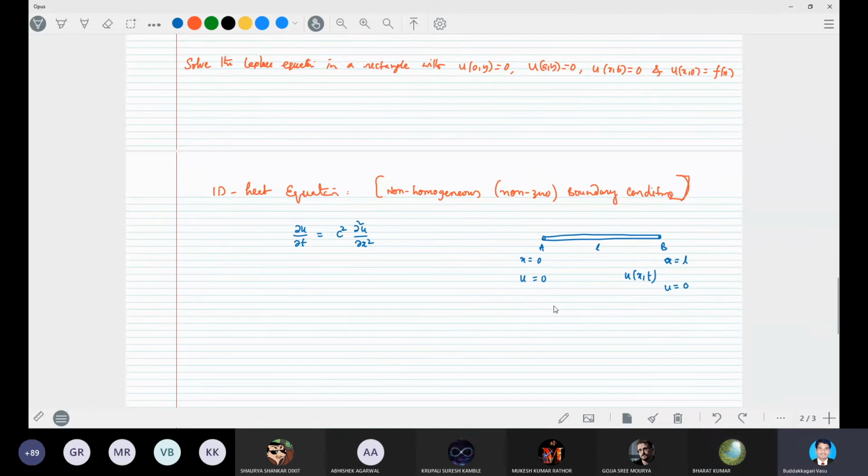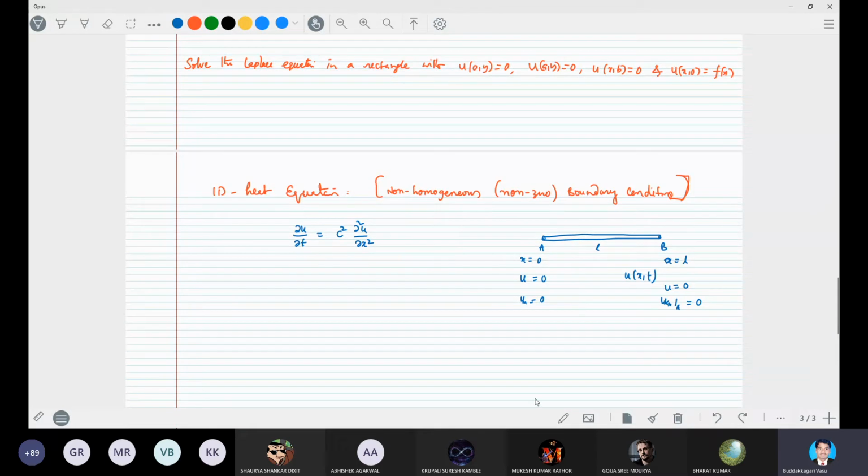If you keep the two ends of the rod at 0 degrees centigrade, it will be 0, 0. Or if these two ends are insulated, that means u_x at x = 0 is equal to 0 and u_x at x = L is equal to 0, right? These are the insulated conditions, derivative conditions: ∂u/∂x at x = 0 and ∂u/∂x at x = L is equal to 0. These conditions were described as the homogeneous conditions.